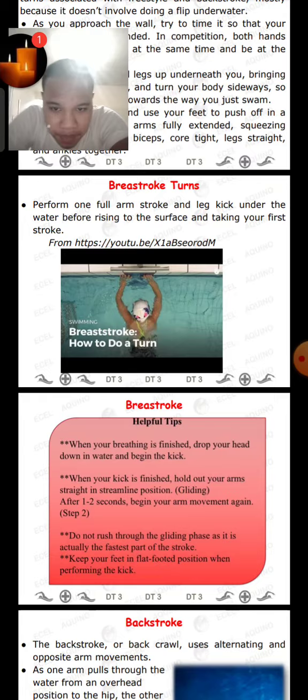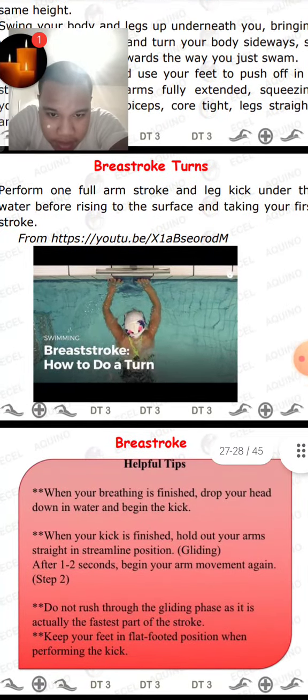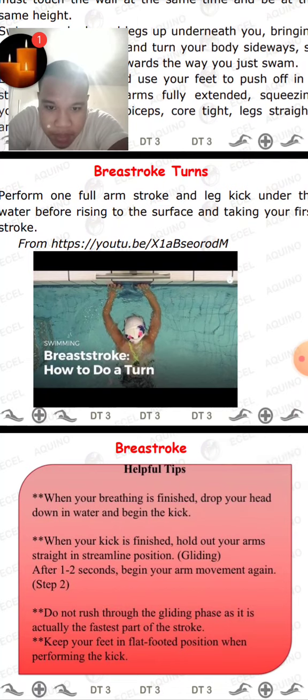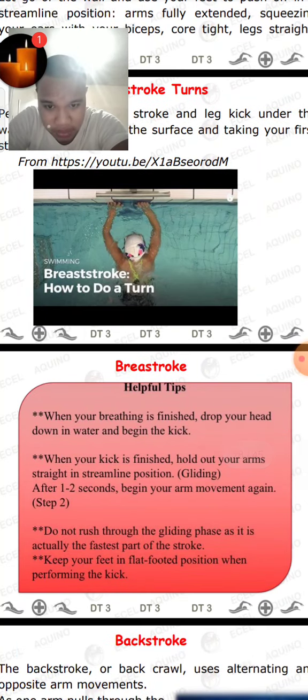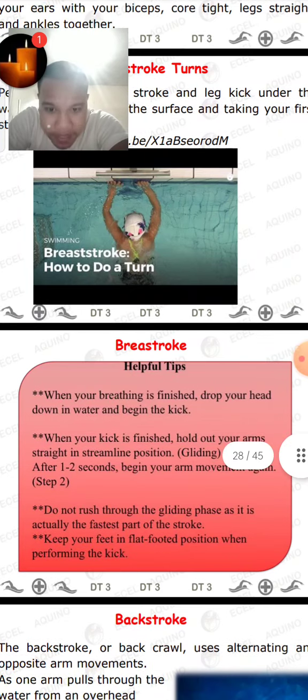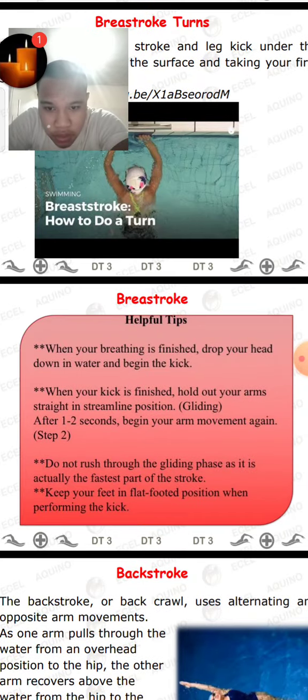Breaststroke helpful tips. When your breathing is finished, drop your head down in the water and begin the kick. When your kick is finished, hold out your arms straight in streamline position. After 1 to 2 seconds, begin your arm movement again. Step 2. Do not rush through the gliding phase, as it is actually the fastest part of the stroke. Keep your feet in a flat-footed position when you're performing the kick.